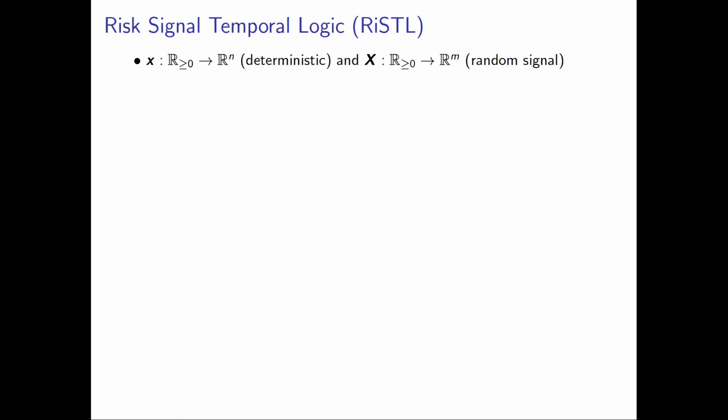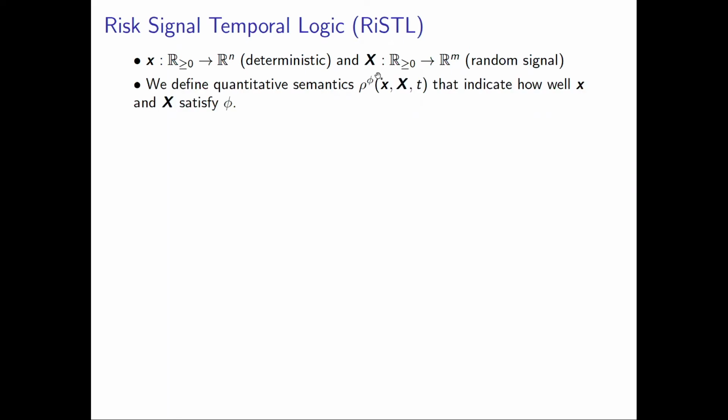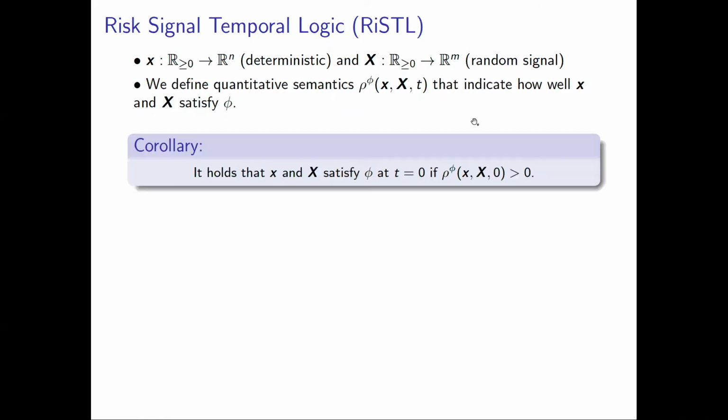What I'd next like to briefly show is how we can define quantitative semantics associated with the risk signal temporal logic task. Therefore, assume that x now is a deterministic signal, while capital X here is a random signal. What we do in the paper is we define quantitative semantics rho phi that depend on these two signals and on time t, and that indicate how well these two signals satisfy the risk signal temporal logic task phi. In particular, we show that whenever this metric rho phi here is positive, it implies that these two signals satisfy the task phi at time t equal to 0.